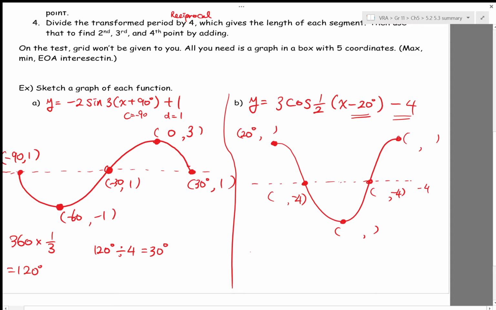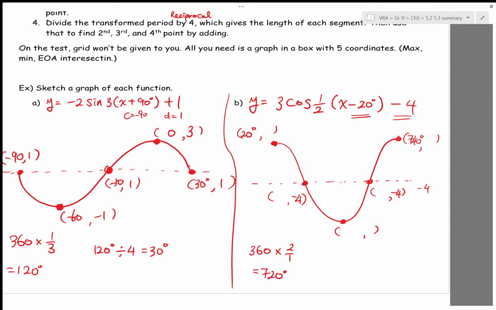And then we have to find the period. So 360 times, remember the reciprocal of the K value, so in this case it is 2 over 1, and that gives me 720. So add 720 to the beginning, or the starting value, which is 20. That gives me 740 as our one full cycle ending point. Okay, so from 20 to 740, it takes 720 degrees, which is our period, so that makes sense.